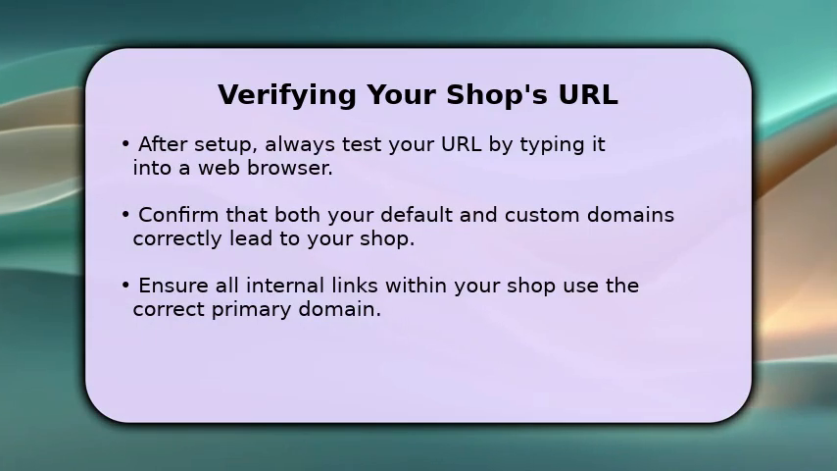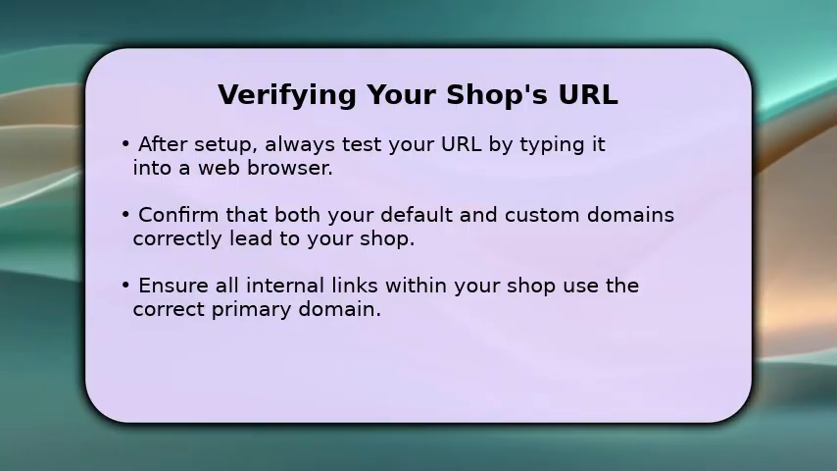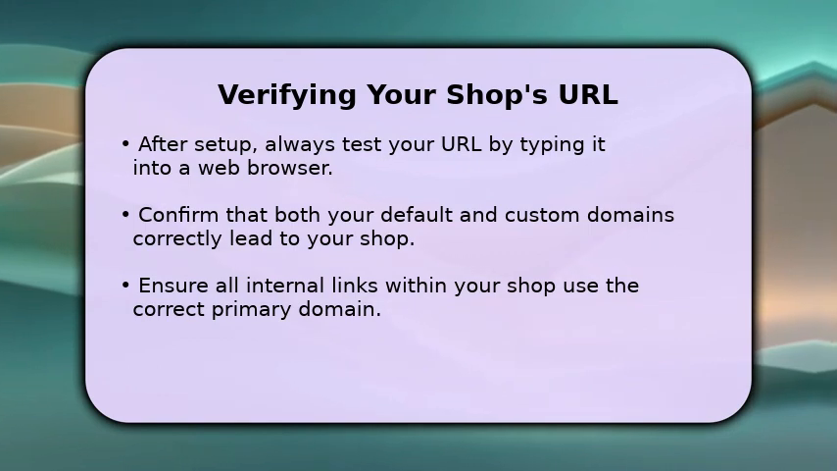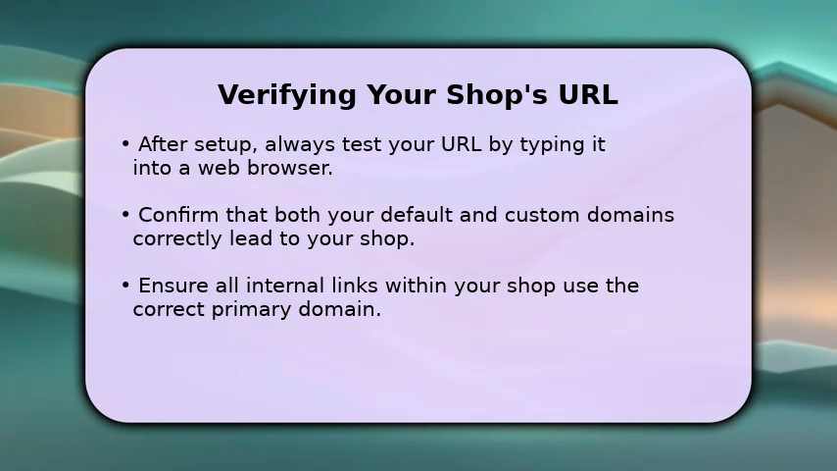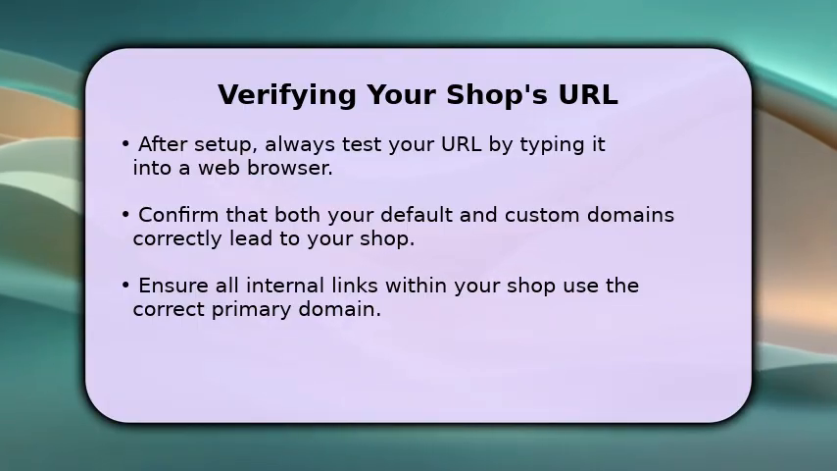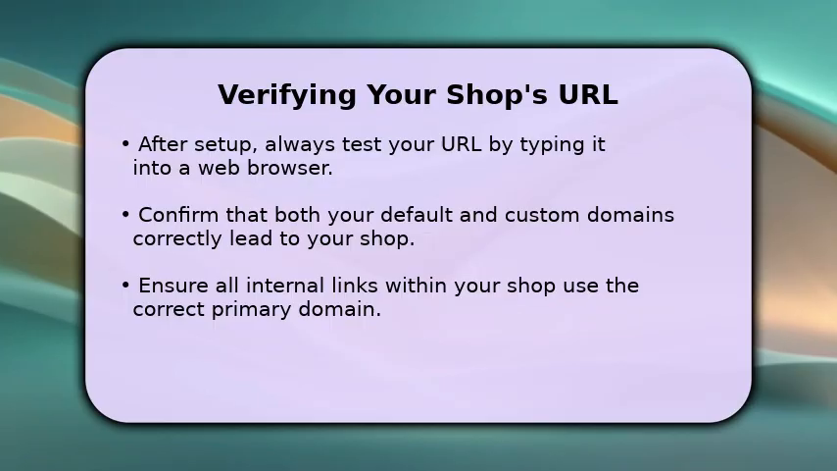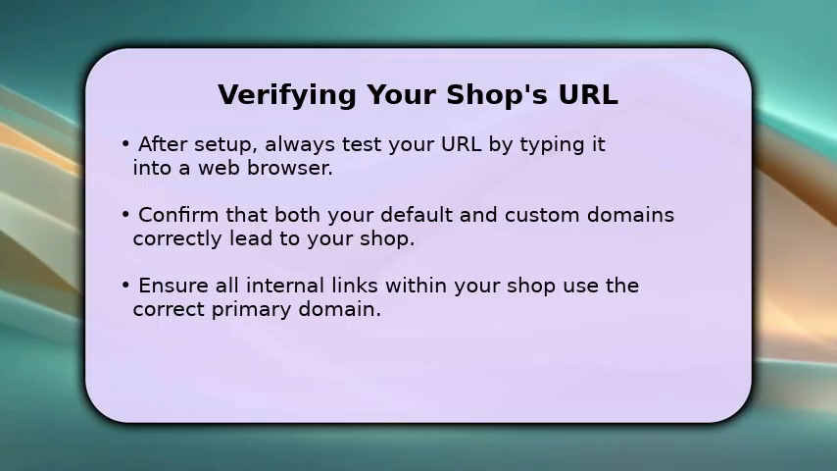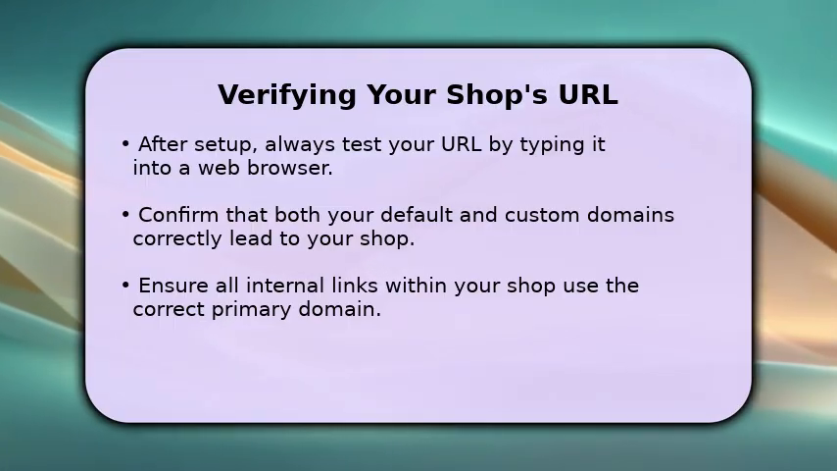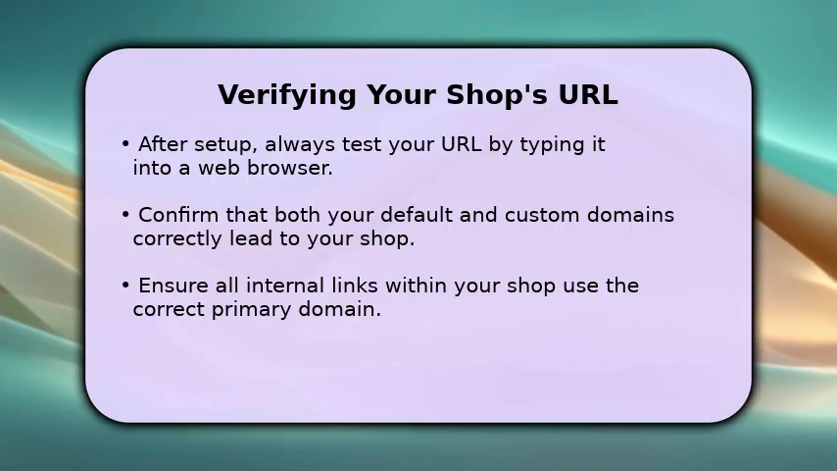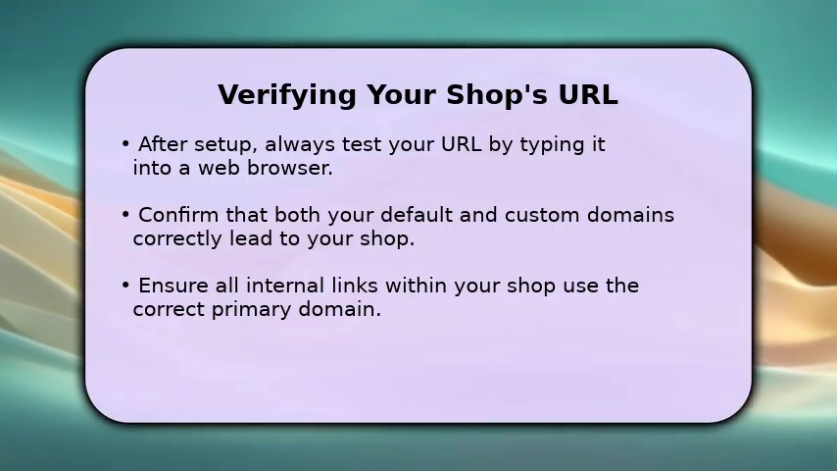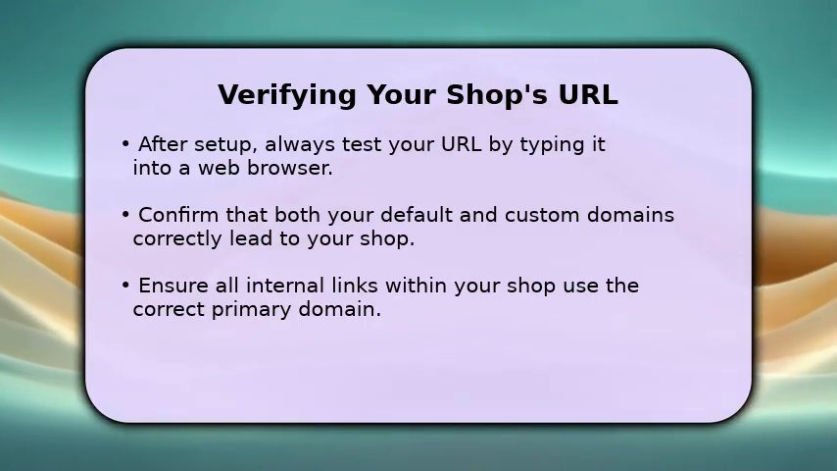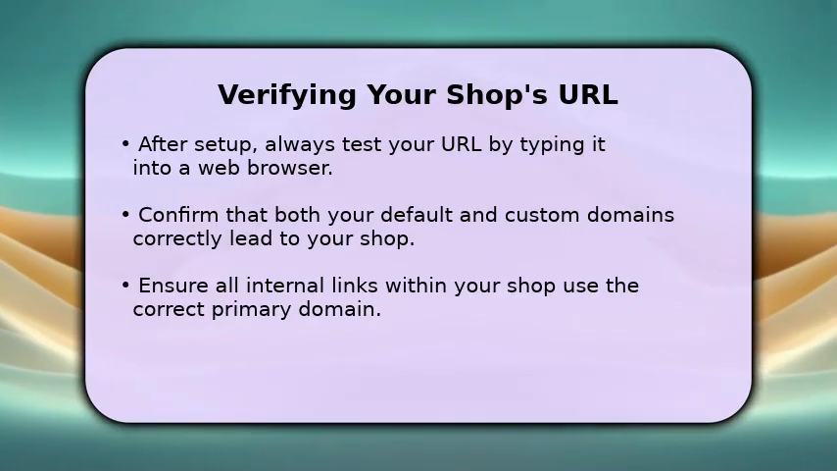After setting up your URLs, it is essential to verify everything is working perfectly. Always test your shop's address by typing both your default and any custom domains directly into a web browser. Confirm that each one correctly leads to your online store. Also, double-check that all internal links within your shop are using your chosen primary domain. A correctly functioning URL is absolutely crucial for seamless customer access and plays a significant role in your shop's visibility on search engines.